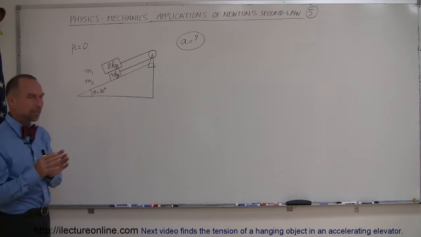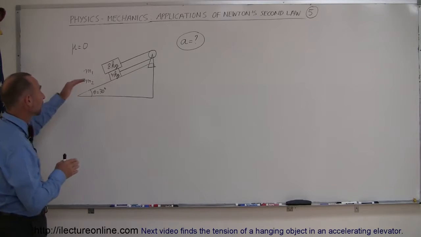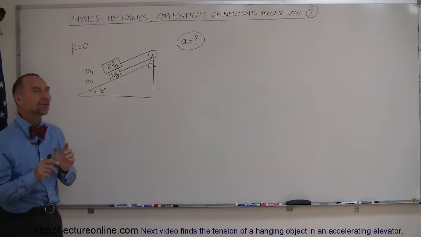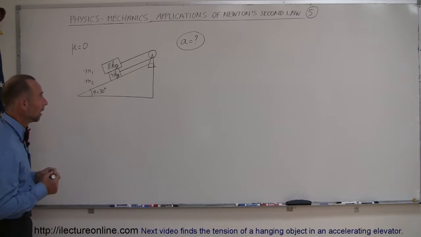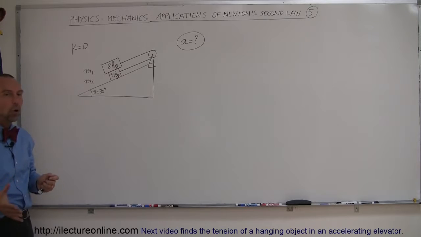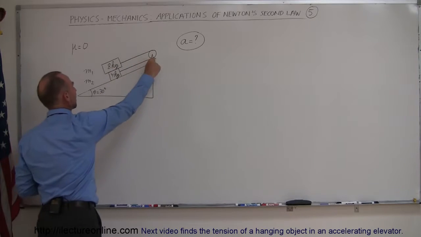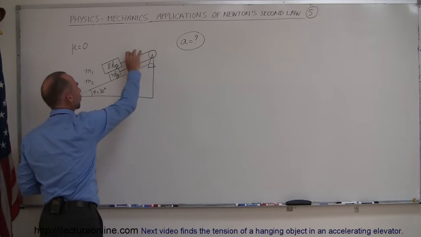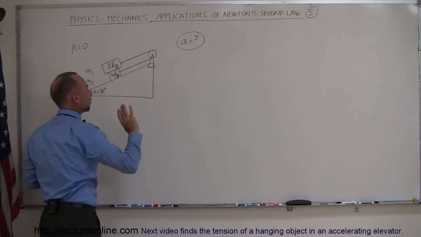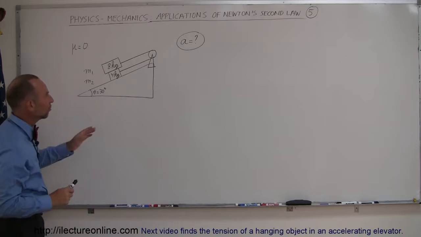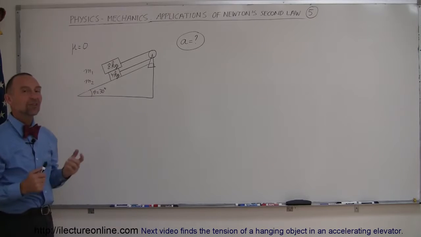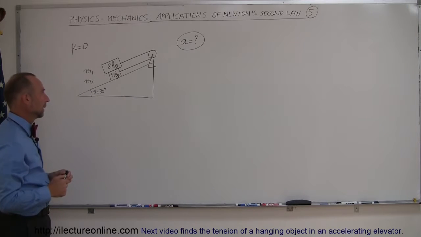Now, in a later example, I will show you how to do this when there is friction between the masses, and then, of course, things change a little bit. All right, again, we're going to look at this as a whole system, all the forces acting on the system. The two masses are connected by a single string. Of course, the tension on both sides of the string would have to be the same. But at this point, we're simply going to find the acceleration of the system.